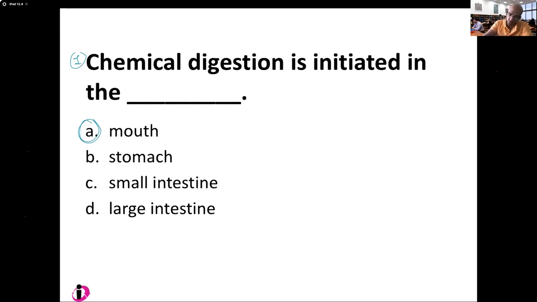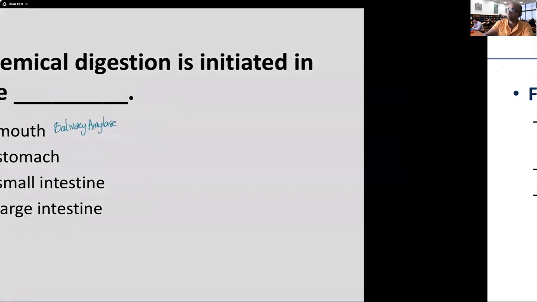Remember, in the oral cavity, we're going to be releasing a bunch of enzymes. This includes the salivary amylase and lingual lipase. So I start the chemical digestion in the oral cavity. Yes, exactly.